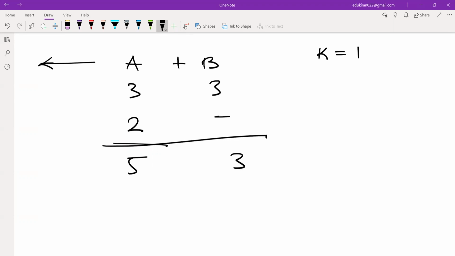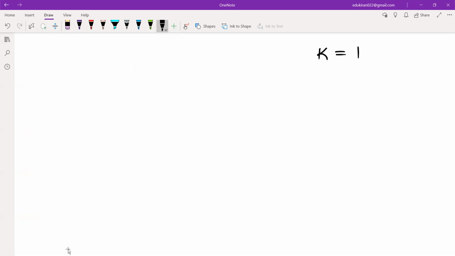Wait a second. This is not right. Let me give you some different values, because 3 maybe will not be equal to 1. Okay, 1 will remain. So A plus B.